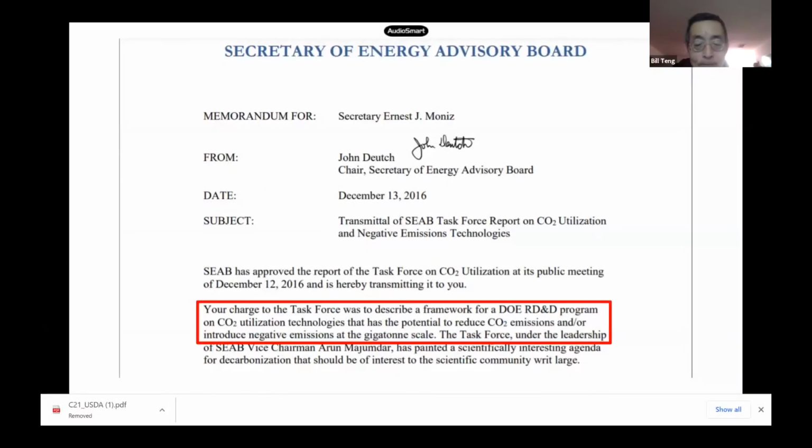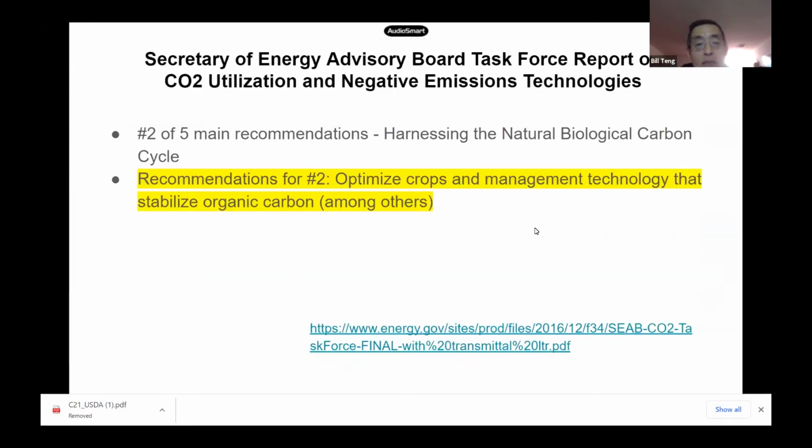So that's the task force report on CO2 utilization and negative emissions technology, which came out in 2016 near the end of the Obama administration. Of the 5 main recommendations, number 2, harnessing the natural biological carbon cycle, is the one most relevant for us. And of the recommendations under number 2, we highlight those related to optimizing crops and management technology that stabilize organic carbon.